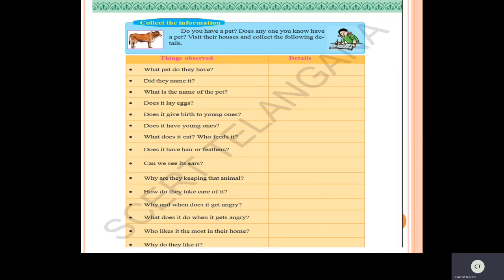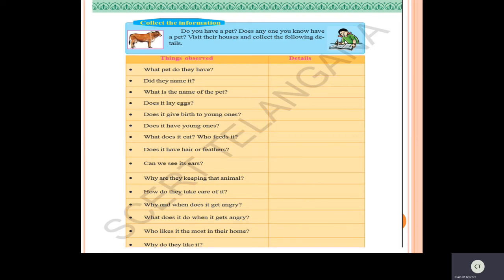What does it eat? Who feeds it? Now, if the young ones are there, generally what will the puppies do? They will suckle the milk, right? So they are mammals. So dogs are mammals. Puppies drink the milk of their mother, so they have mammary glands. So now what kind of animals are they? They are viviparous and also mammals.